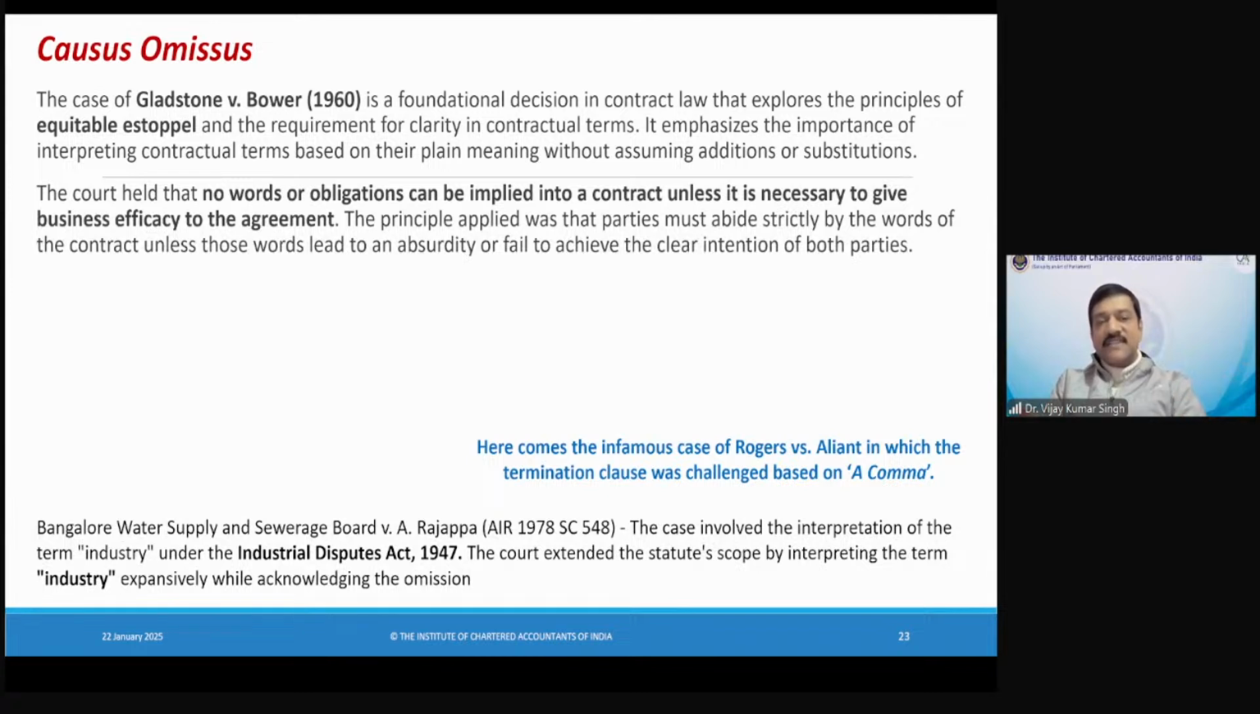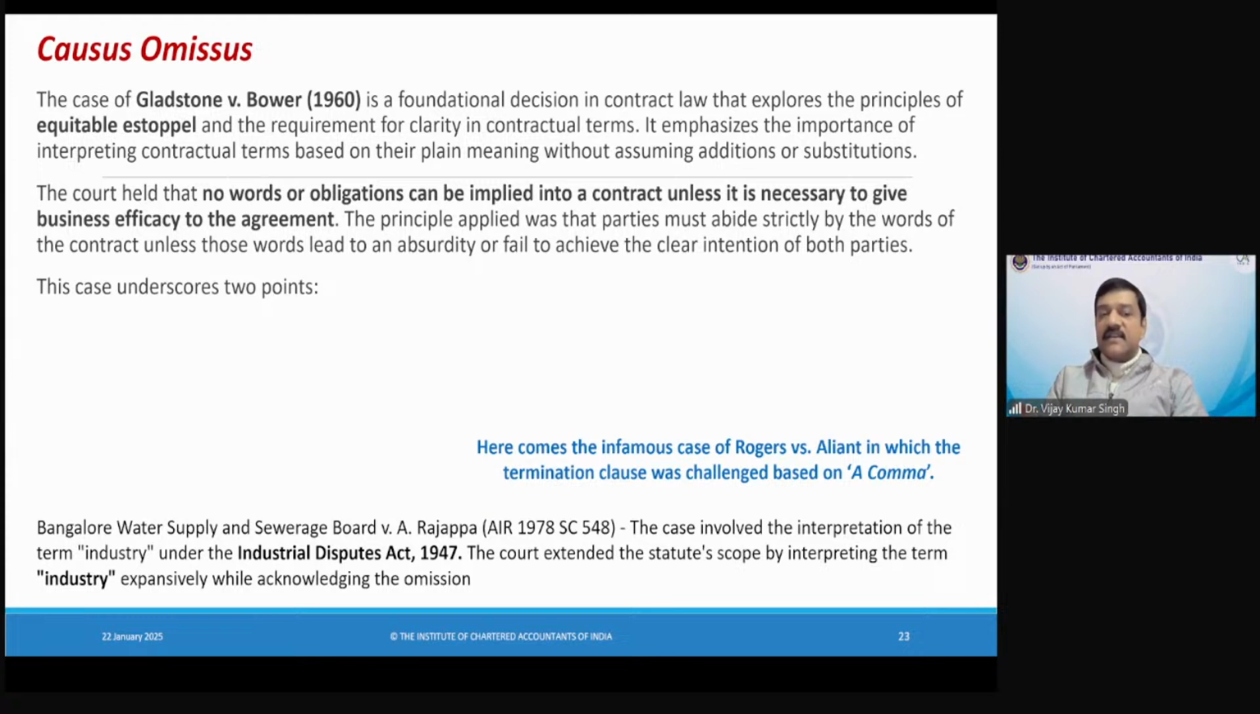So the court in this case, Gladstone versus Bower, held that no words or obligations can be implied into a contract unless it is necessary to give business efficacy to the agreement. The principle applied was that the parties must abide strictly by the words of the contract unless those words lead to an absurdity or fail to achieve the clear intention of both the parties.